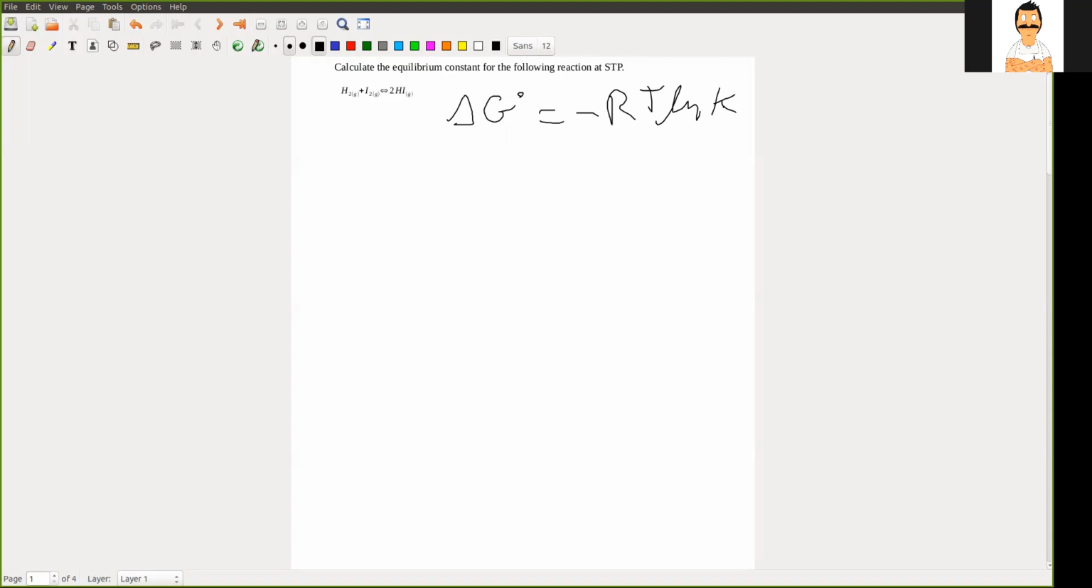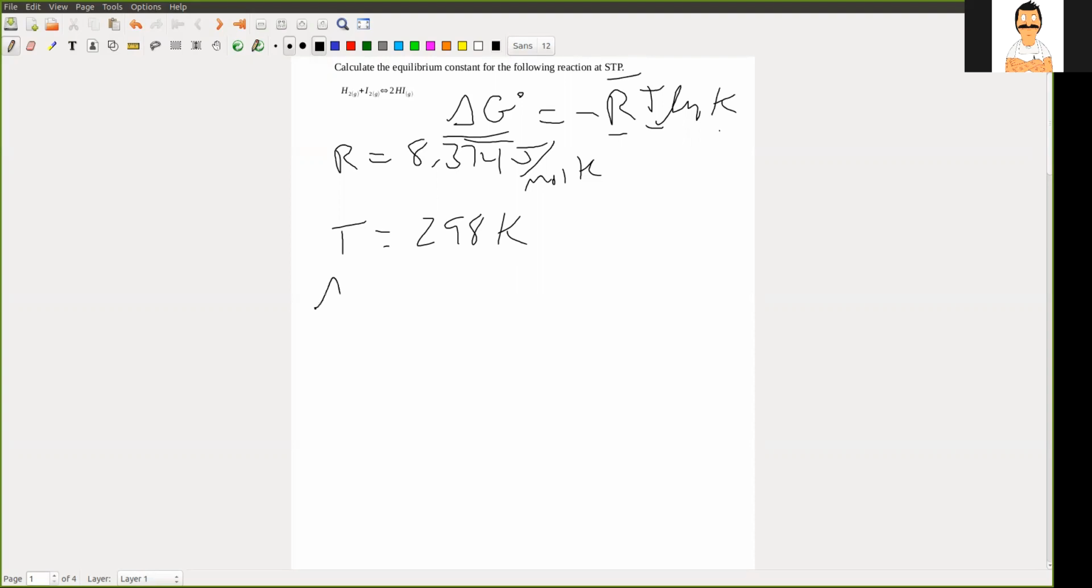Okay, so in order to get K, we need R, T, and delta G. Well, R is our gas constant. R is equal to 8.314 joules per mole Kelvin. And T at standard temperature and pressure is going to equal 298 K. So now we just need delta G in order to find K.